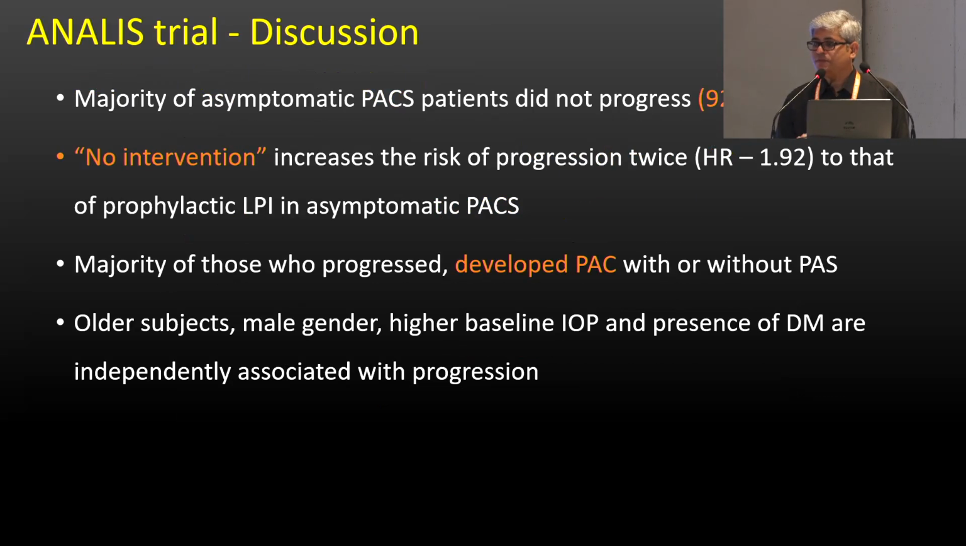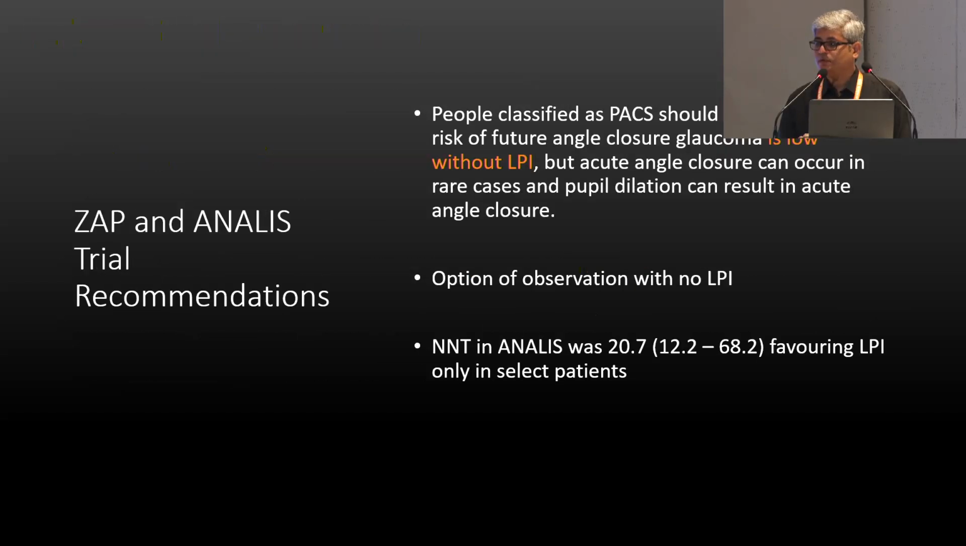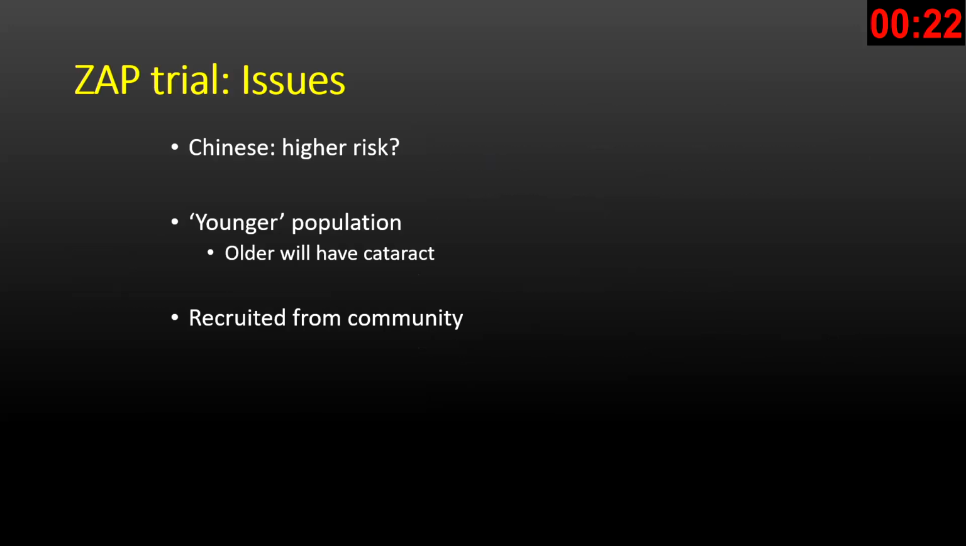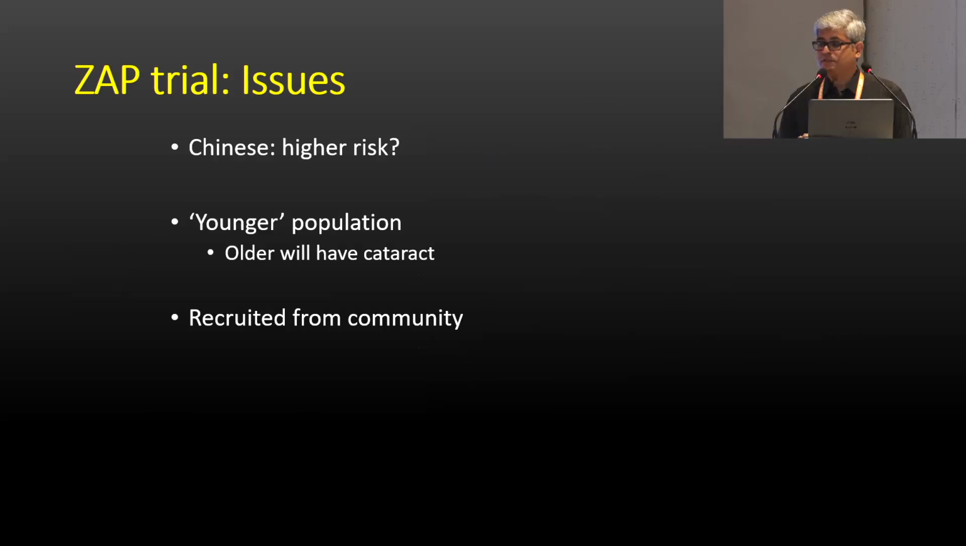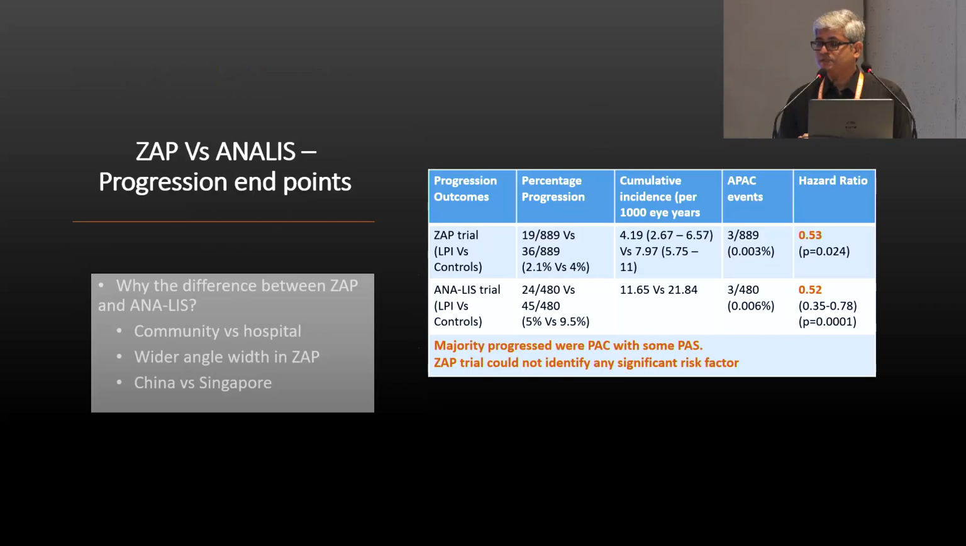So I will just skip these things and go to the recommendations quickly. The NNT at that time in the ANA trial was 20.7, and ZAP was almost 56, I think. Without the PI, patients did not progress that much. Acute angle closures were very few. Of course, the difference between the two trials, as I just said: ZAP included most patients from the community. They just went to the screening place, gave the consent form and got enrolled. While ANA was not like that. Patients from the clinic were taken, so they probably had a higher risk.